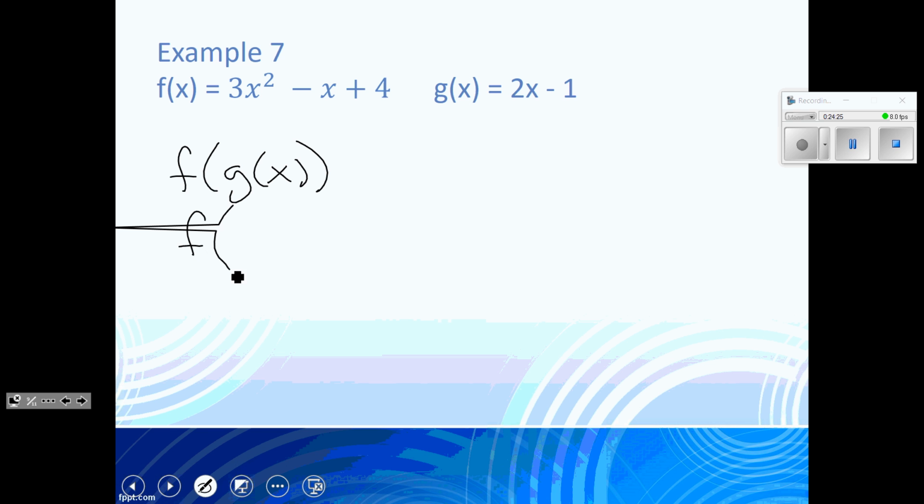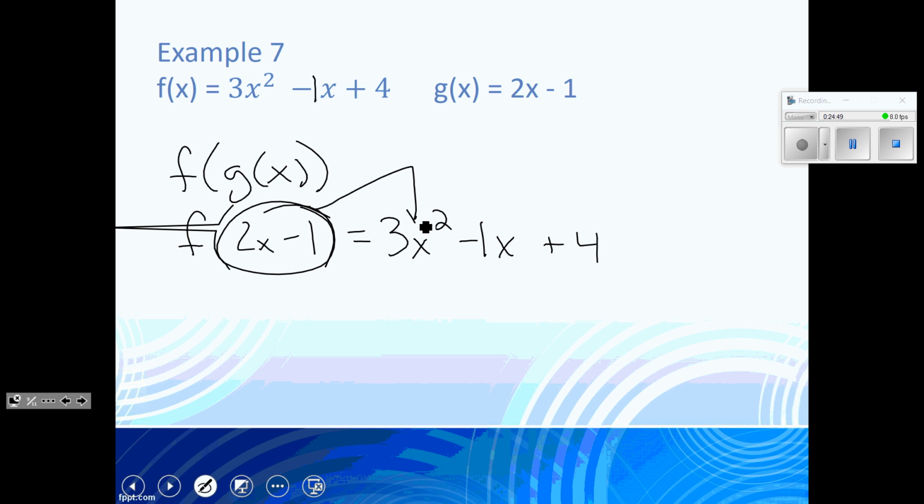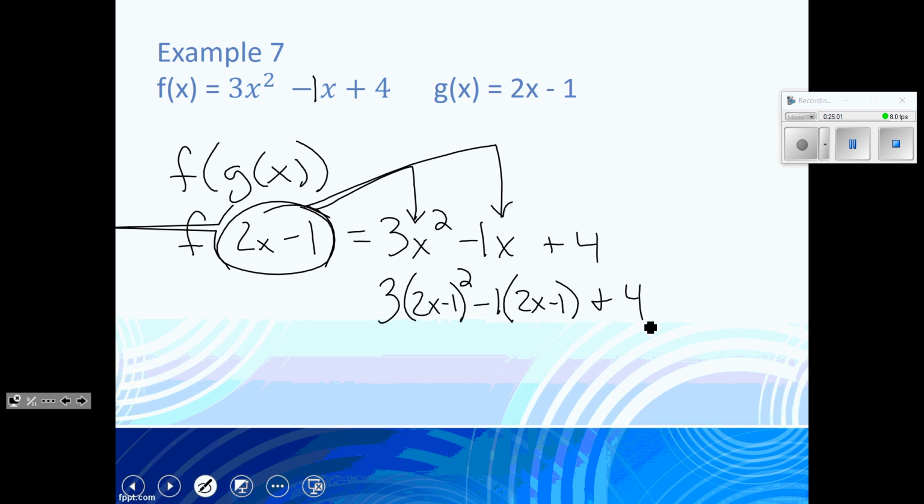All right, f at 2x minus 1. I'm going to plug it into 3x squared minus, you know what I would suggest on this? Minus 1x, because that's going to help you when you distribute a negative 1 into it. So follow along. This is my input, and I'm going to plug it in here and here. So 2x minus 1 squared minus 1 times 2x minus 1 plus 4. How many successfully got it plugged in? Good. Now from here, you have to write this twice.